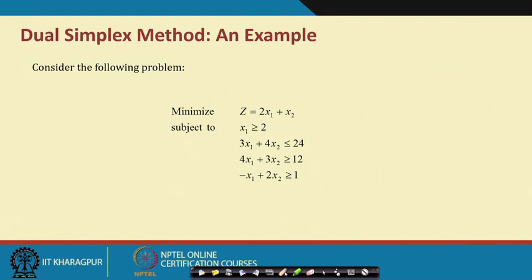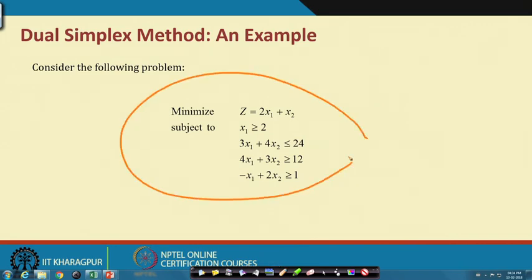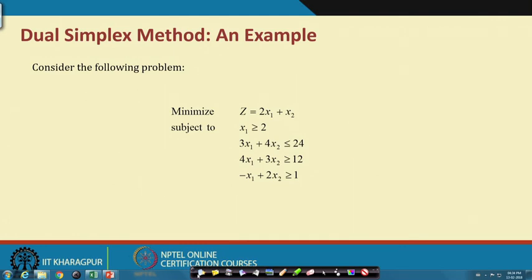Now let us start with a simple example. This is a minimization problem: minimize z equal to 2 x 1 plus x 2, subject to x 1 greater than or equal to 2, 3 x 1 plus 4 x 2 less than or equal to 24, 4 x 1 plus 3 x 2 greater than or equal to 12, and minus x 1 plus 2 x 2 greater than or equal to 1. So we have two variables and 4 constraints, some of less than type and some of greater than type. Now we want to solve this problem using the dual simplex mechanism.